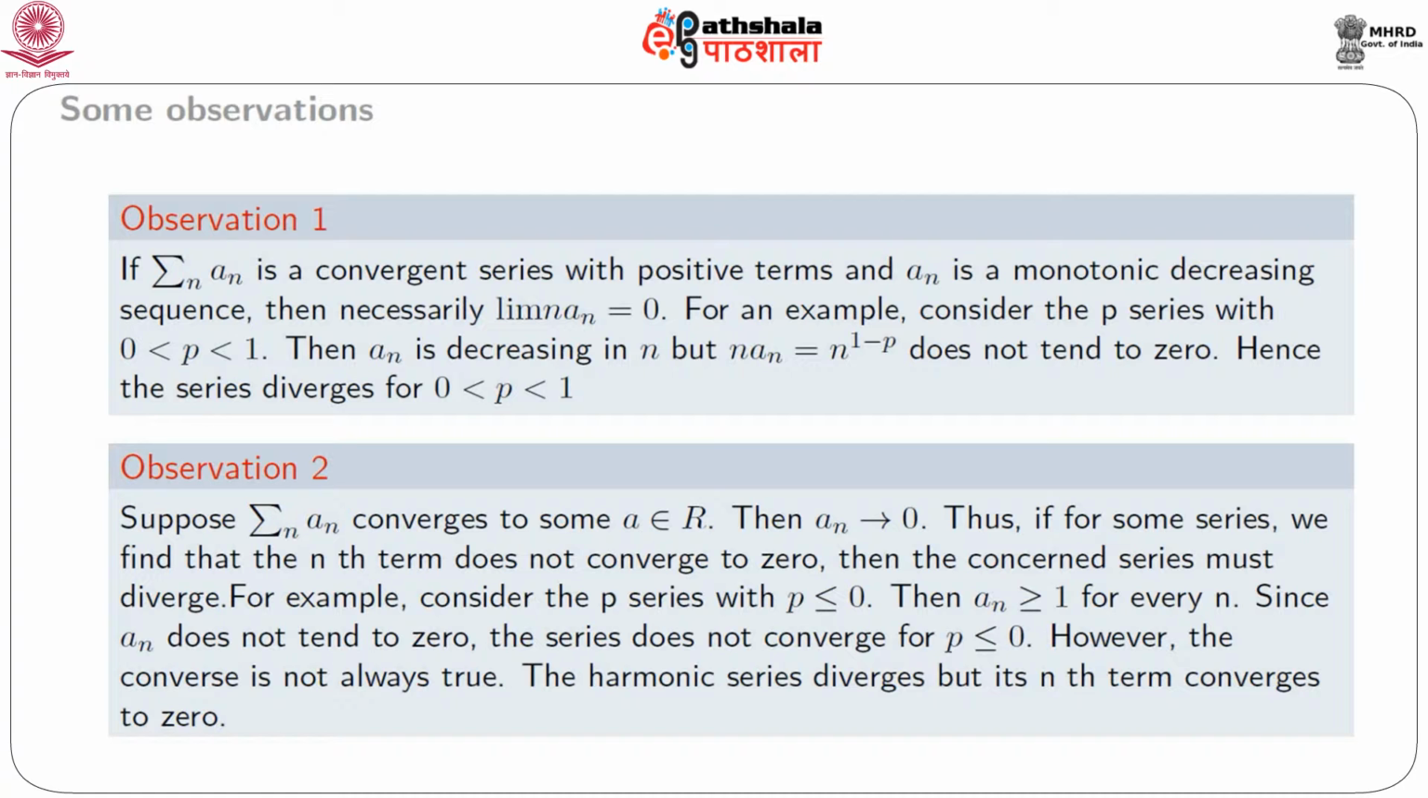Actually, one can express an as Sn minus Sn minus 1, where Sn is the nth partial sum, and since the series converges, then Sn also tends to a and Sn minus 1 also tends to a. So therefore, we get the limit of an as 0. Thus, if for some series we find that the nth term does not converge to 0, then the concerned series must diverge. For example, again consider the P series with p less than or equal to 0. Then an is greater than or equal to 1 for every n. Since an does not tend to 0, the series does not converge for p less than or equal to 0.